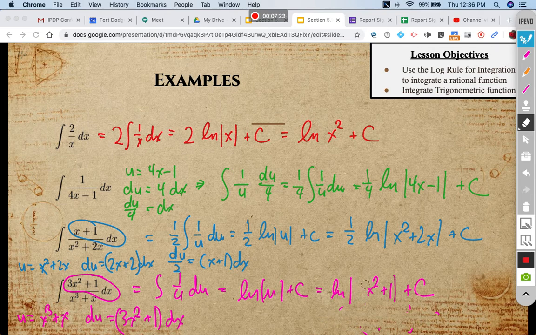Because u is not 3x squared plus 1. That's du, that's the derivative. So this should be x cubed plus x. That's much better.